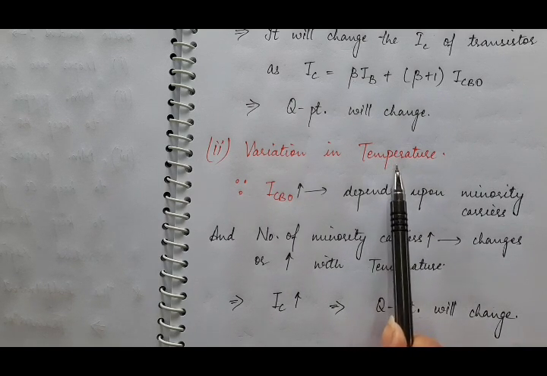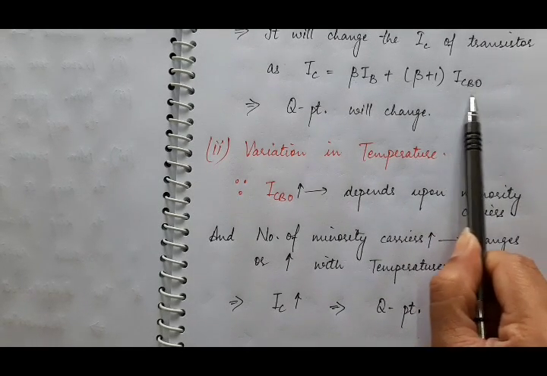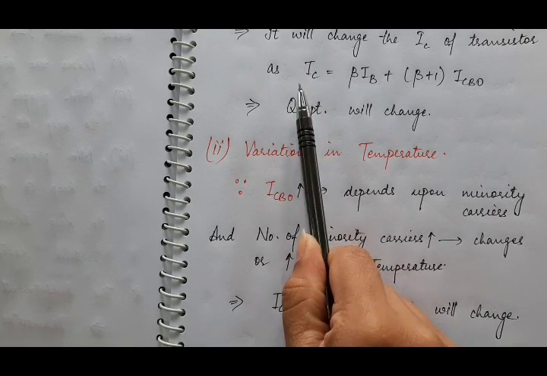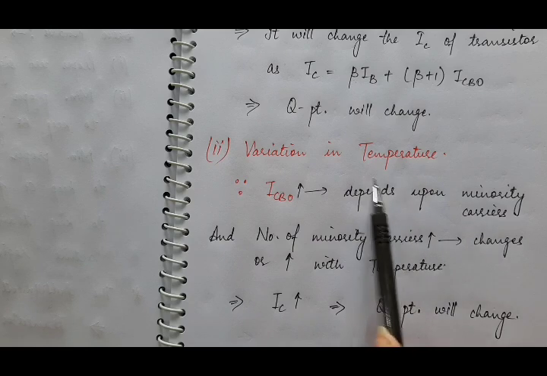And when the temperature of the transistor is further raised, it will again increase the leakage current. That will further increase the collector current, which will further increase the temperature of the transistor. In this way, this will become a loop. And at one stage, the temperature of the transistor will become so high that it will burn out. That is known as thermal runaway of a transistor. This is all about this lecture.